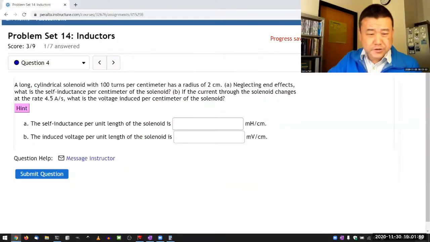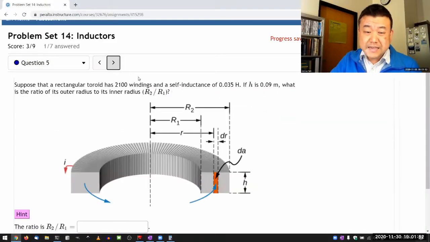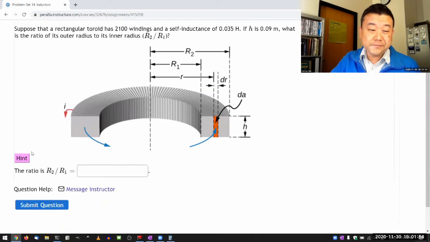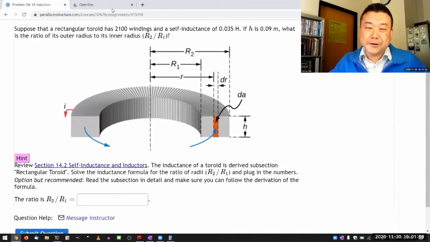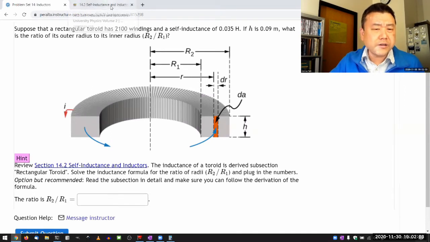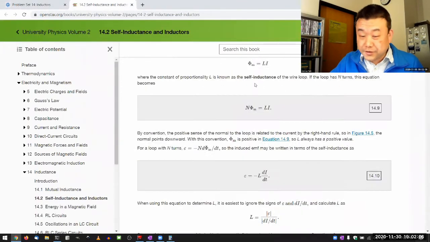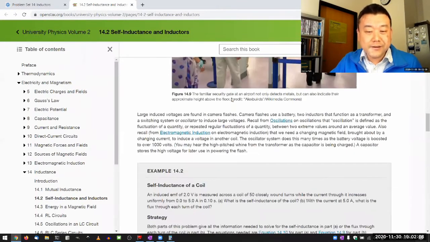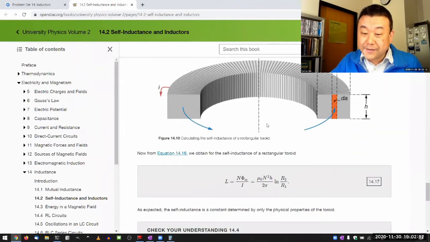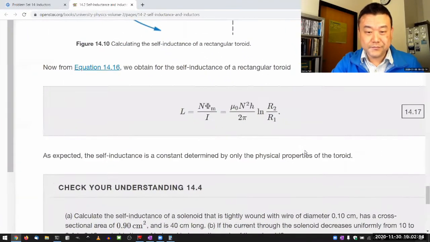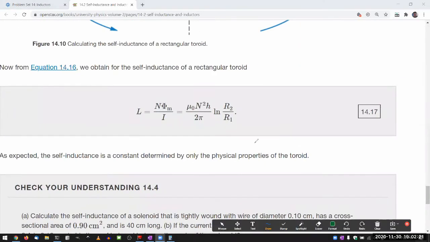Let me do the other question just the easy way, which is I start by copying over the formula that I was looking up earlier. And I'll just do the algebra and finish the answer here. So you do need this formula, and deriving that will take another 20 minutes, so I won't do that. But I can do this, which is copying it over. So that's the formula for inductance of a rectangular toroid.